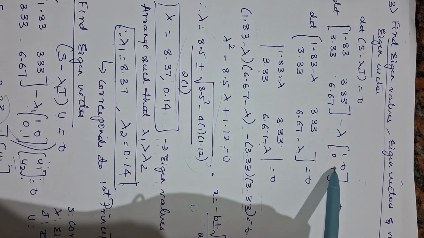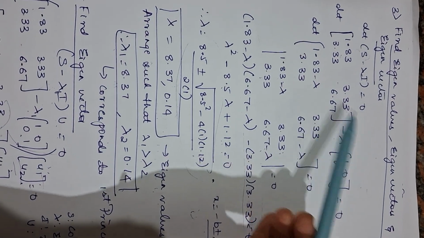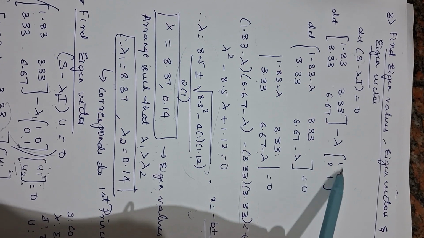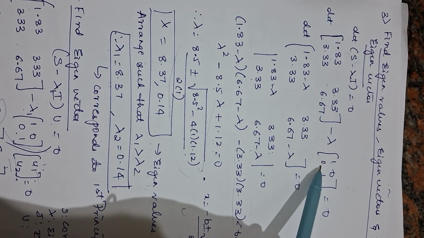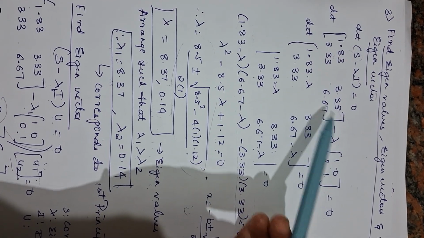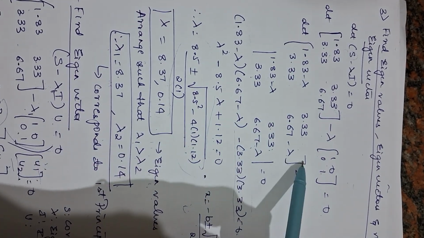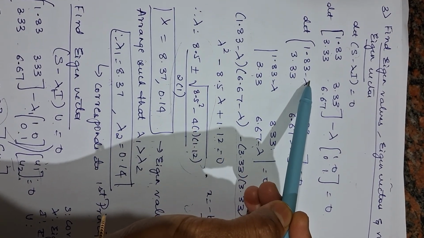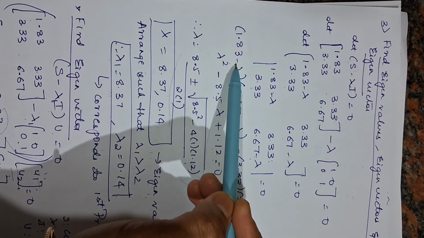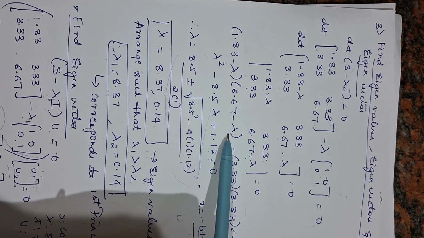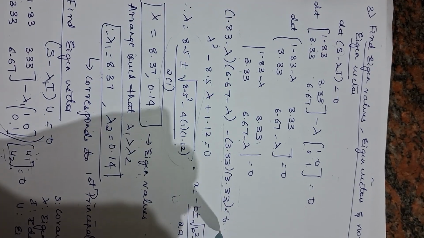Now evaluate these first. So this would be 1.83 minus lambda of 1, which is nothing but 1.83 minus lambda. Here this one is 3.33 minus lambda of 0, which is nothing but 3.33. Similarly, this is 3.33 minus lambda of 0, which is 3.33. And 6.67 minus lambda of 1 is 6.67 minus lambda. Now you find the determinant of this. That is, multiply this value with this minus this value with this. So that is 1.83 minus lambda into 6.67 minus lambda minus 3.33 into 3.33. That is nothing but your determinant, which we are going to equate to 0.